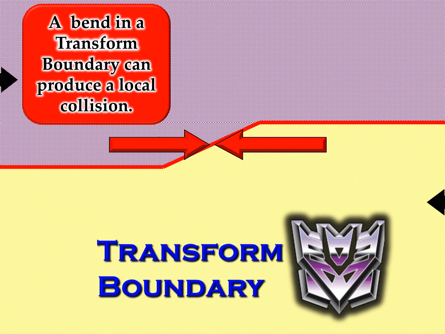If you have a transform boundary with a bend like this, where there's a local collision, well, that causes a whole heap of trouble, a whole world of trouble. And guess what? That's the kind that we have in Southern California. The San Andreas Fault, which is a transform boundary, has a bend very much like I'm showing here, causing a local collision.